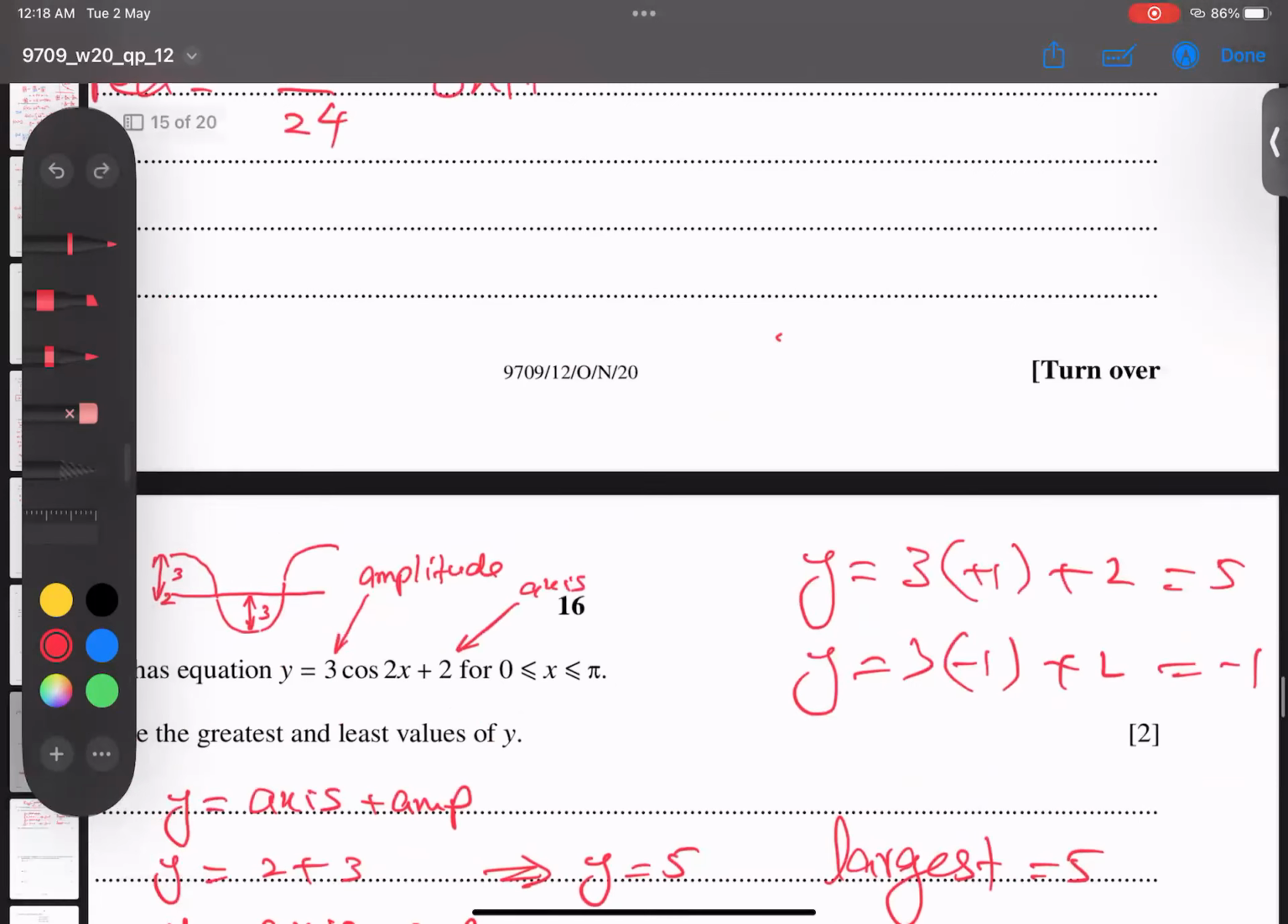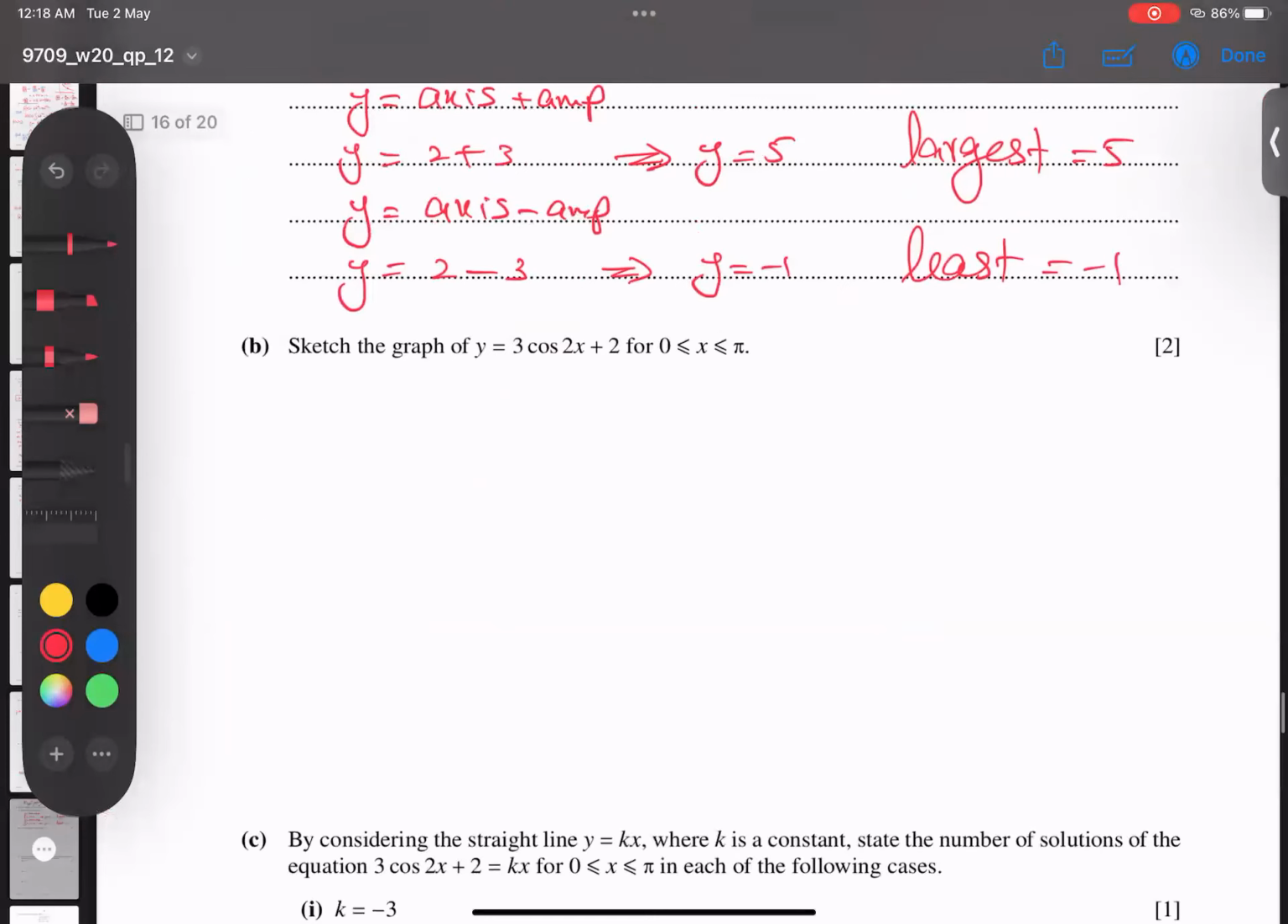The logic is that the highest value for sine and cos is +1 and the lowest value for sine and cos is -1. So this is the logic behind it. I hope you got the point very clearly. Now, sketch the curve.